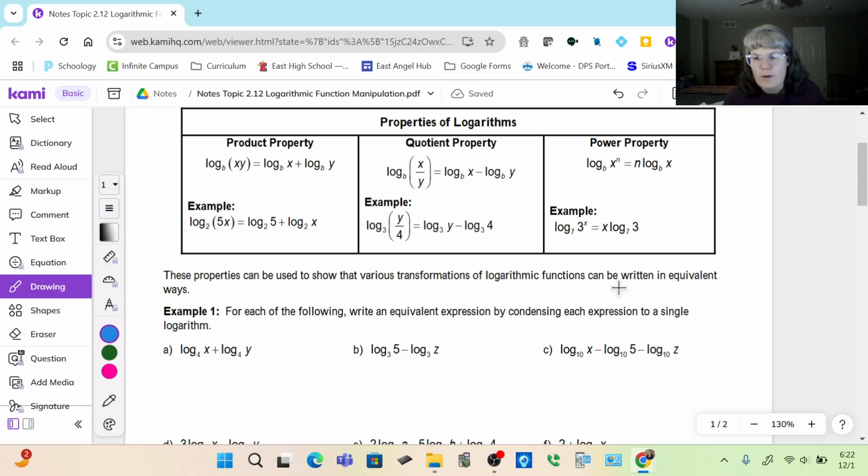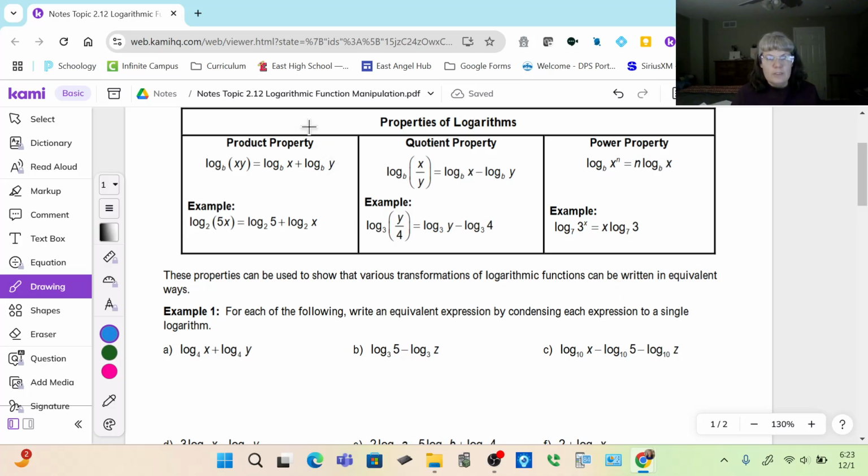Hello, this is Mrs. Scarpel with topic 2.12, properties of logarithms. You will notice that they're very similar to some of our properties of exponents, and that's because logarithms are inverses of exponential functions.